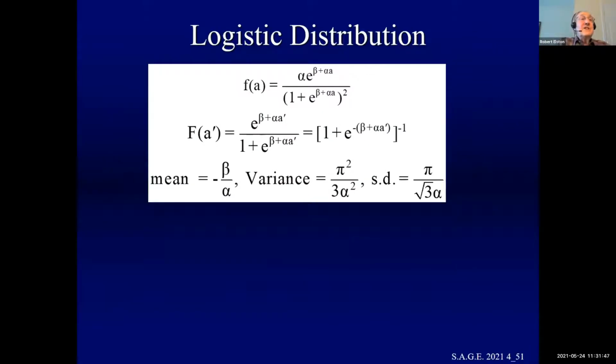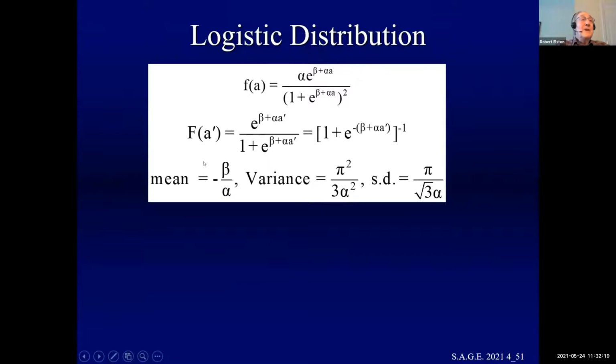The logistic distribution, most people know the cumulative logistic. That's when they use logistic regression. This is what they use. But if you take the derivative of this, you get the density function, and this is what it is. The mean is minus beta over alpha. The variance is pi squared over 3 alpha squared, and the standard deviation is this.